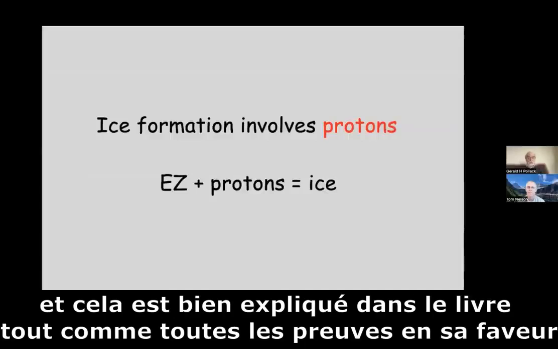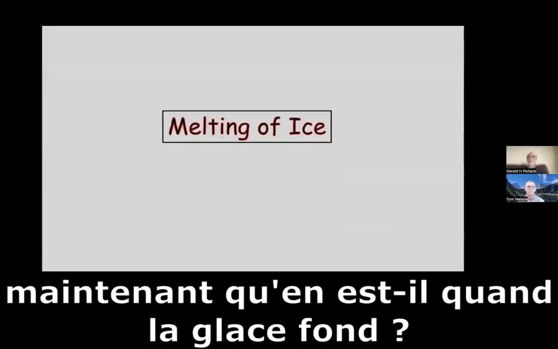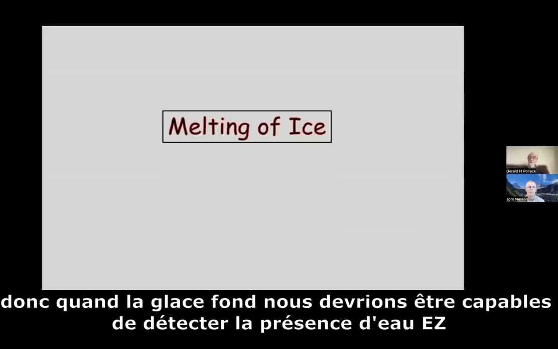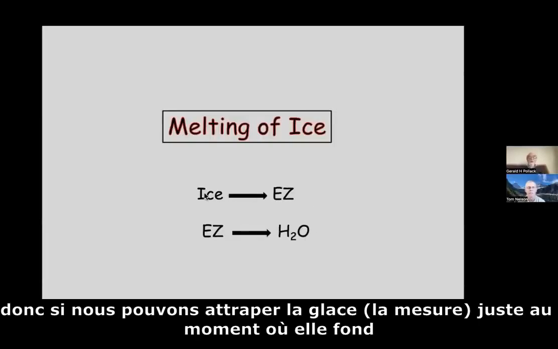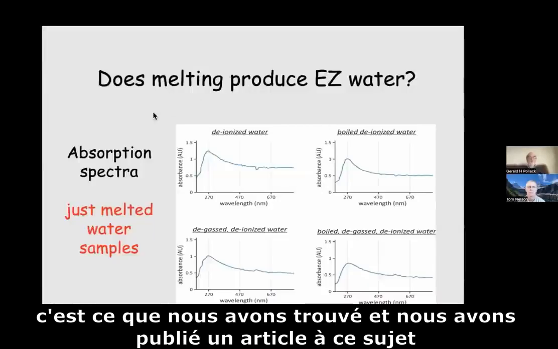And this is well articulated in the book that I mentioned, as is all the evidence in favor of it. Now, what about the melting of ice? I mentioned that the melting of ice involves passing through EZ water: you go from ice to EZ water. So when ice melts, we ought to be able to detect the presence of EZ water. The ice melts and goes into EZ, and the EZ eventually goes into H2O. So if we can catch the ice just as it's melting, we ought to be able to detect EZ water. That's what we found, and we published a paper on it.